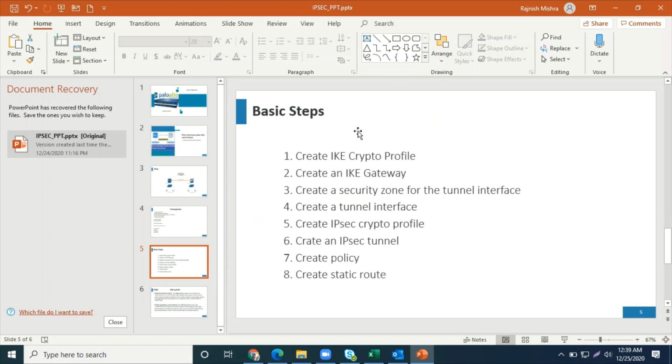Number 1, create the IKE crypto profile, the IKE gateway, and create a security zone for the tunnel interface. This is the main thing: IPsec supports only tunnel mode on the tunnel interface, and does not support transport mode. Create a tunnel interface, create the IPsec crypto profile, create the IPsec tunnel, create the policy and the static route.